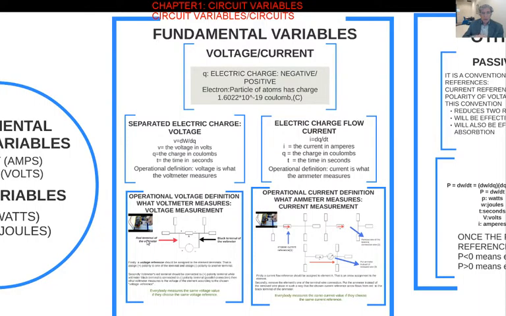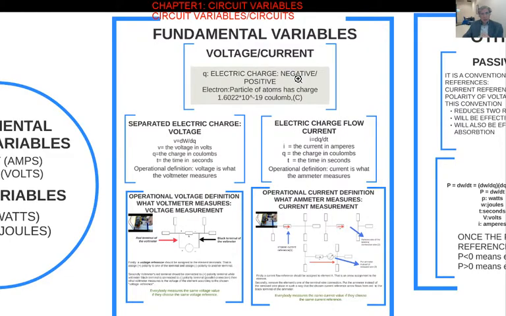So the origin of these variables is the electric charge. Electric charge is related to the electron within the atom. We know an atom has two parts, a nucleus and electrons turning around the nucleus. So this electron has a charge, an electric charge. It is a negative charge. Positive charge is in the nucleus.